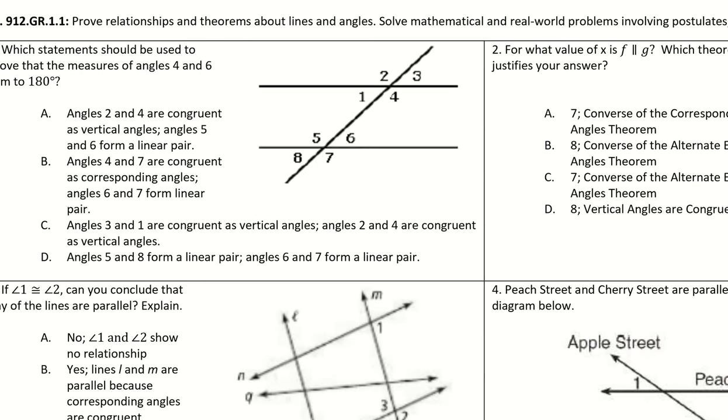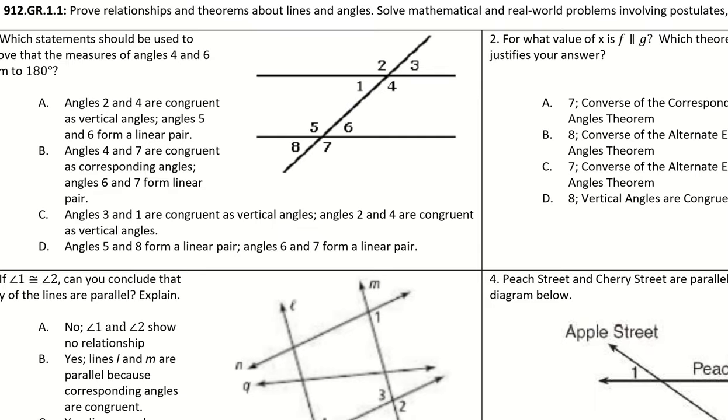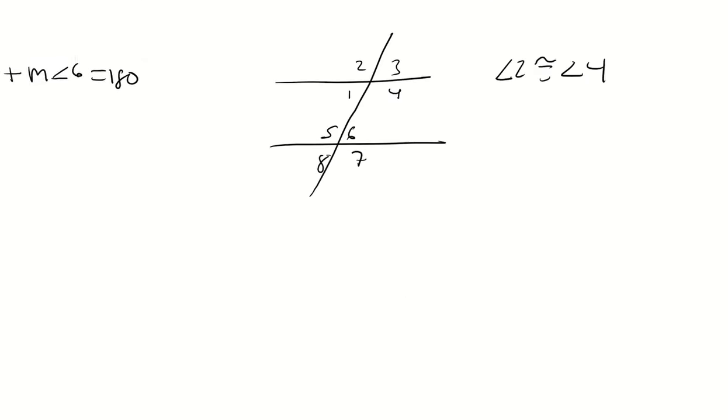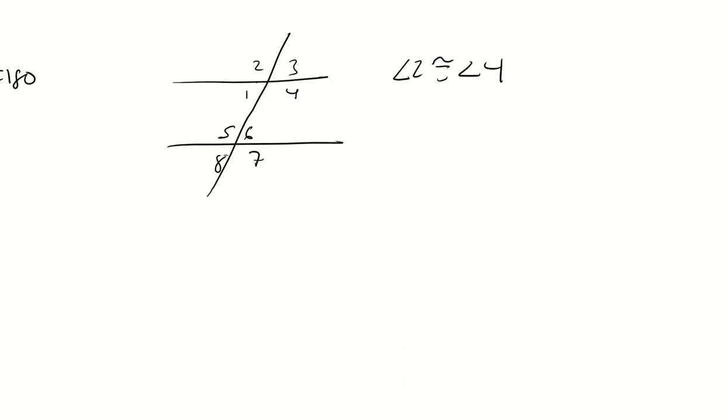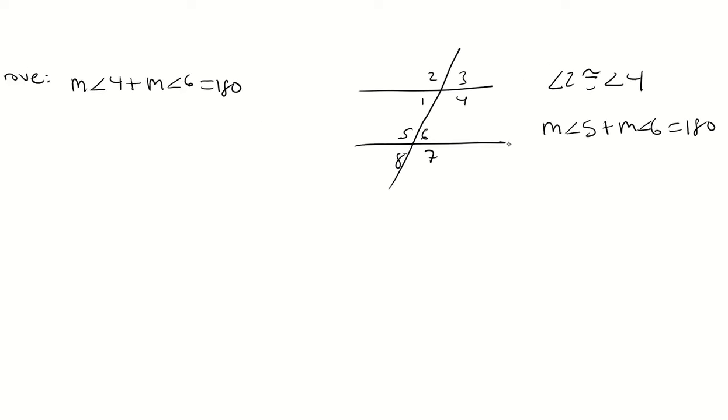And then they said that angles 5 and 6 form a linear pair. So remember, these are vertical angles, so that makes sense. They're on opposite sides, and they're going to be congruent. And then these two angles here add up to 180. They form a linear pair because they form this line, which is 180. Now, is that going to help us prove statement number one? Well, the answer is no.